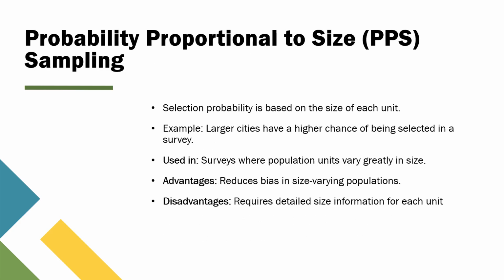Now, let's talk about the final method of complex random sampling, called probability proportional to size sampling. In this method, larger population units have a higher chance of selection. For example, in a national survey, big cities have a higher chance of being picked than small towns. This method is best when population units vary significantly in size. It avoids bias by matching the sample size to the population size but requires accurate population size data.